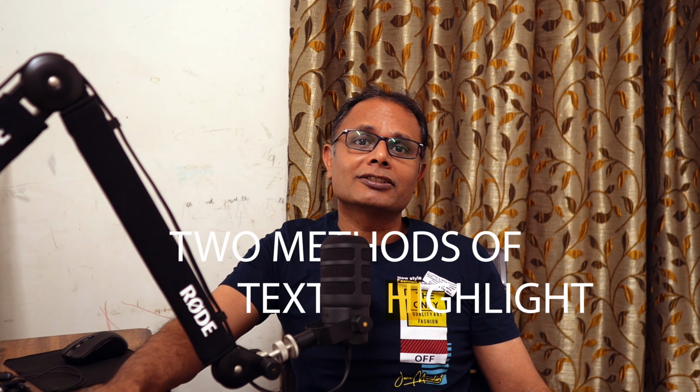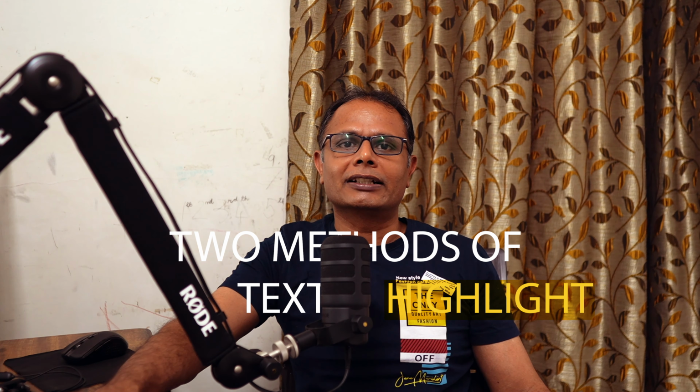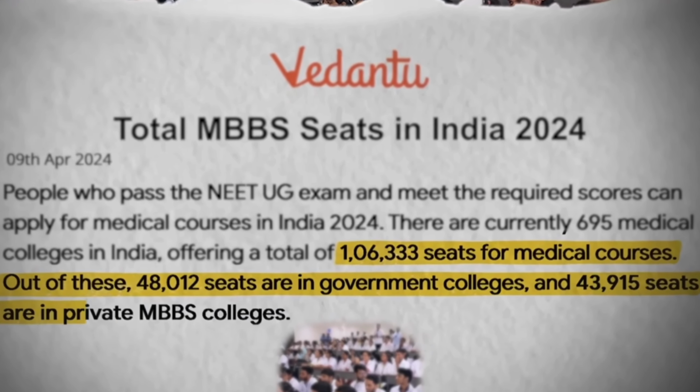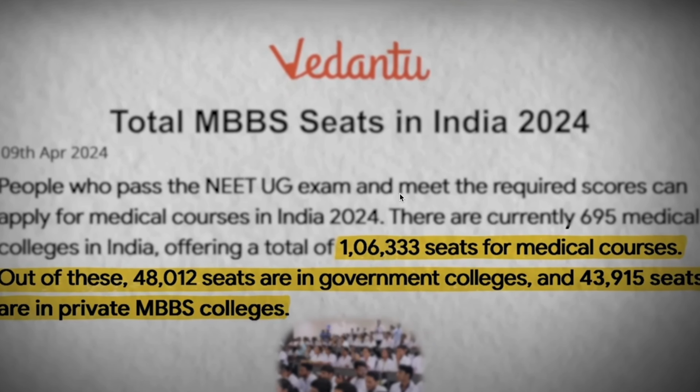Hello everyone, welcome back. My name is Naresh and today we are going to learn two methods of highlighting text in After Effects. Not only that, I'm going to demonstrate how to recreate this effect where text is getting highlighted and rest of the text is getting blurry. So without wasting any time, let's jump into it.